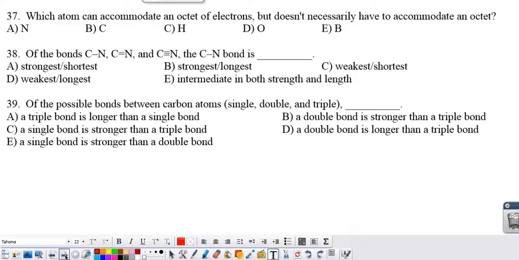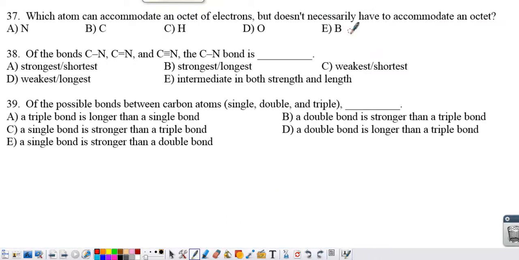Which atom can accommodate an octet of electrons but doesn't necessarily have to accommodate an octet? Boron. Boron usually has 6, but there is boron minus 1, which can then do 8. The others are 8, 8, 8, 2, but boron can be 8 or 6.